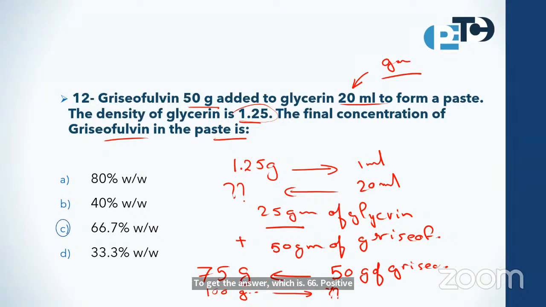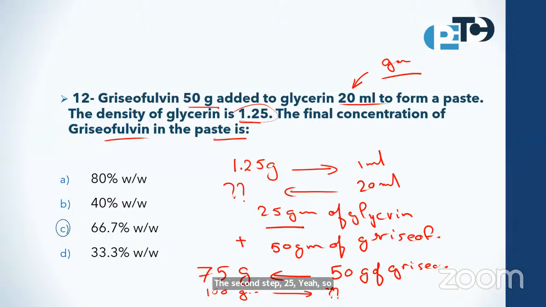Is it clear? Yes, No, sir. Sir, kindly please repeat. Okay. Which point is not clear with you? Try to think together. Let us think together. Which point is not clear with you? The second step, 25 grams of glycerol.